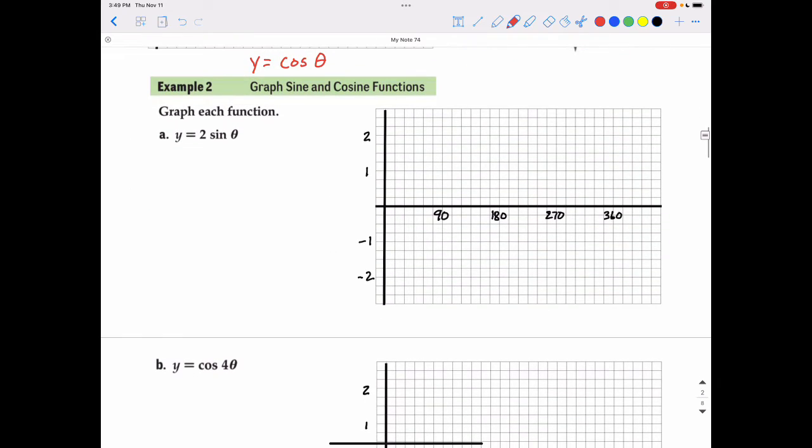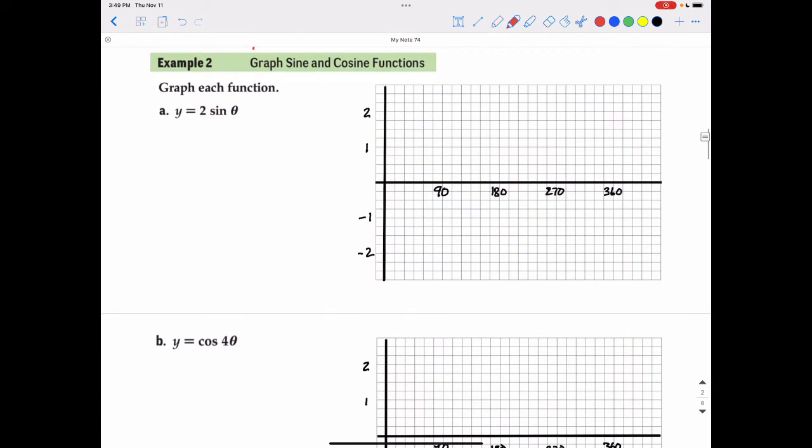Now we're going to graph using some transformations. So this one is to graph the function y equals 2 cosine of theta. We're not going to graph each individual point, but we're going to look at some key points to help you graph 2 cosine of theta.